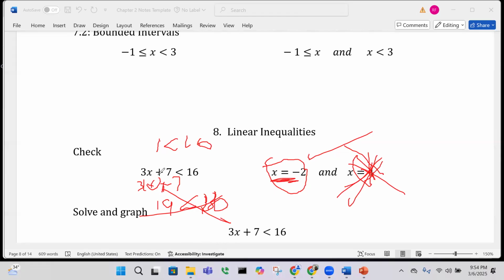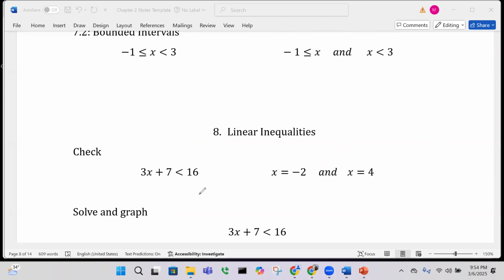And you know how to solve it? You solve it like you solve a regular two-step equation. You solve just like a simple equation. To solve for this, I subtract 7 on both sides. 3x is less than 15. X is less than 5.